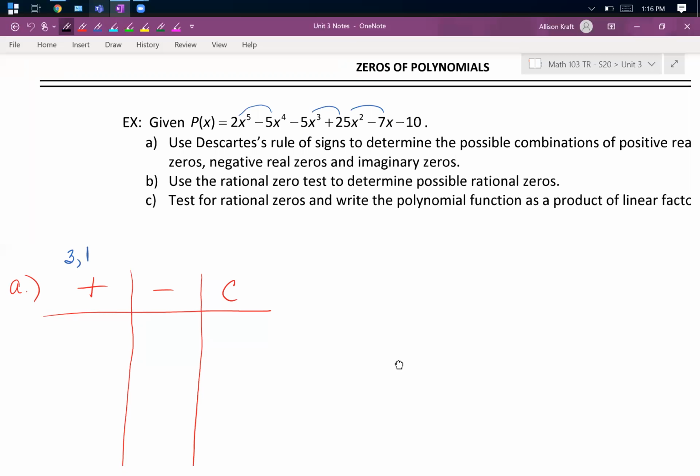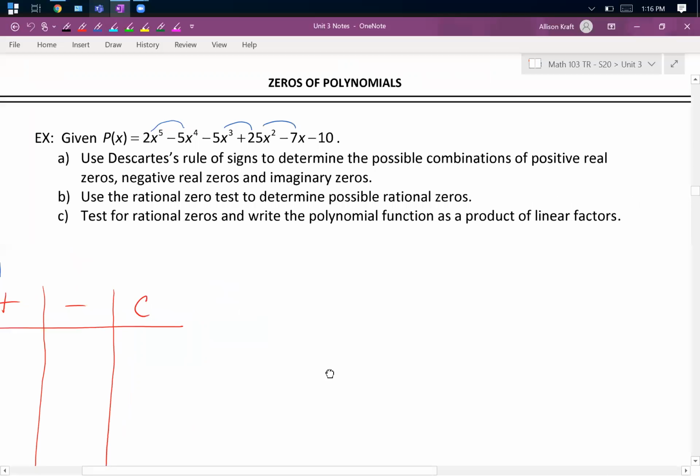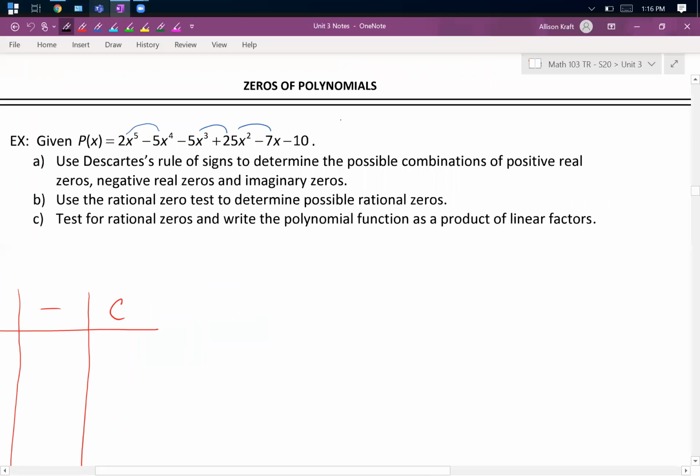Next, to determine the negative real zeros, we have to look at P of negative x. So we need to find it. There is a little shortcut to finding P of negative x, because of the whole even odd rule, right? Taking a negative and raising it to an even or an odd power.